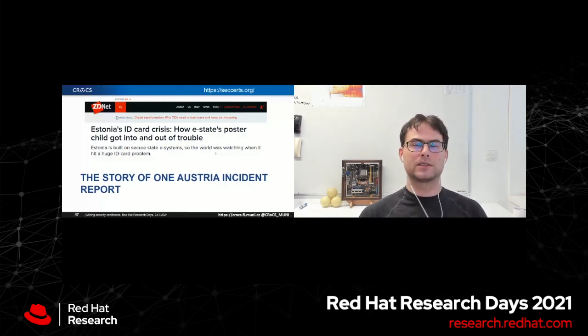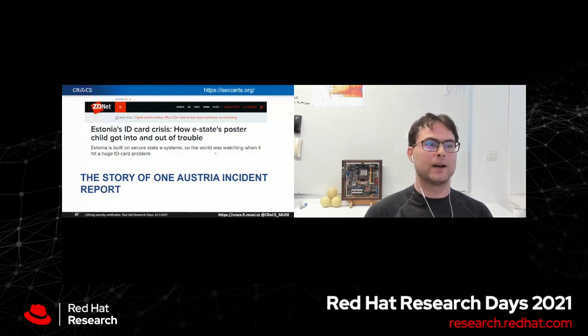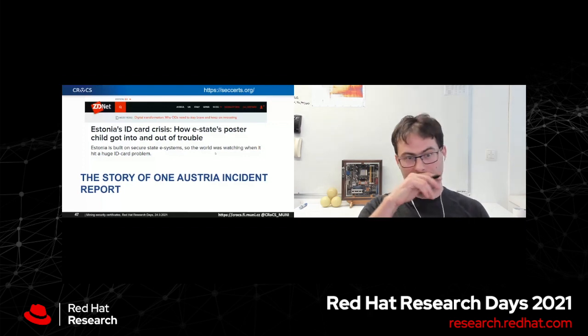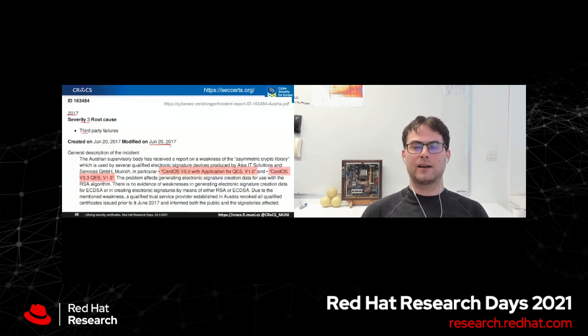This is a snippet from that incident report. It says it was in 2017, the severity was high, it was a third-party failure, and it was circulated on the 20th of June 2017. Now, the interesting part: these are the platforms that were vulnerable for the Austria e-health cards. So you have something to search for. If you just search the common criteria, you will quickly realize, okay, I have the certificate IDs for these two, which is nice. I can start to dig deeper.